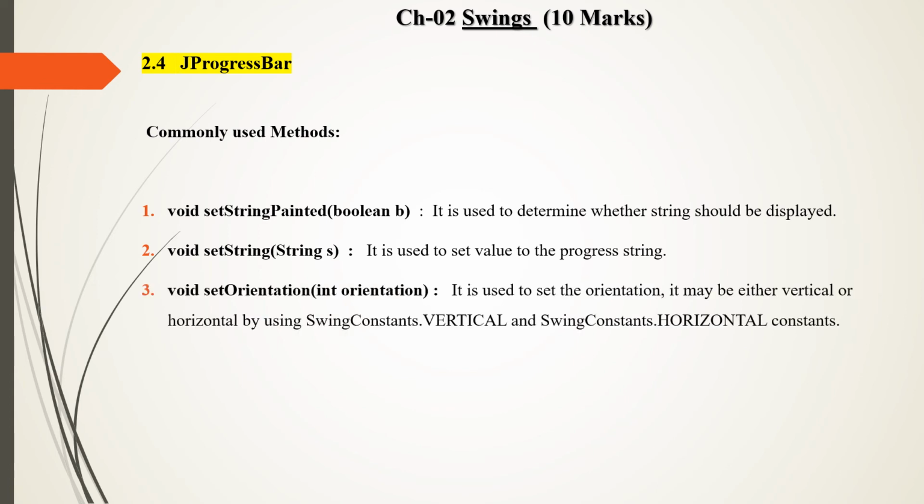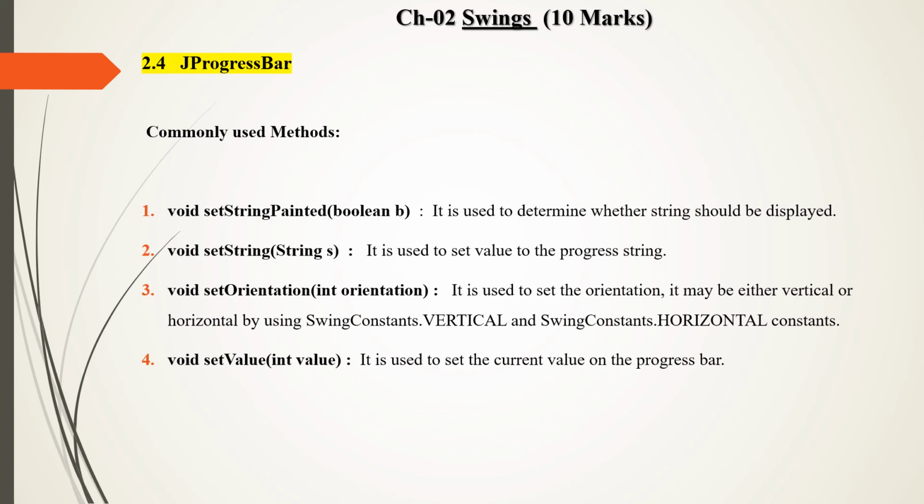Third method, void setOrientation, which has one parameter, orientation. Two constants are passed in this method, that is SwingConstants.VERTICAL and SwingConstants.HORIZONTAL. This method also does not return any value, so the return type of this method is void. It is used to set the orientation. It may be either vertical or horizontal by the respective constant.